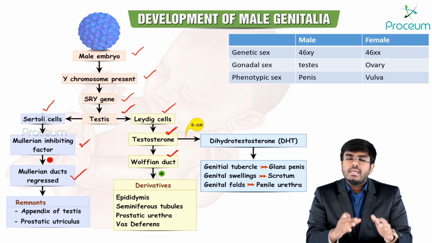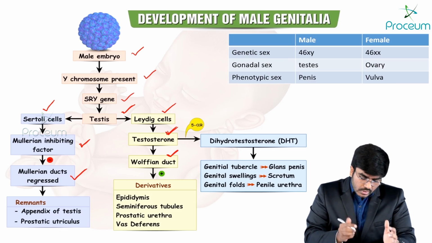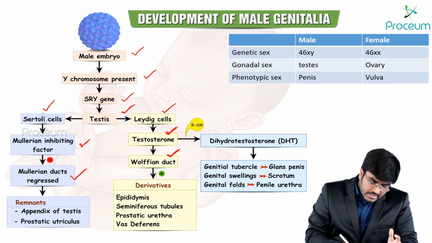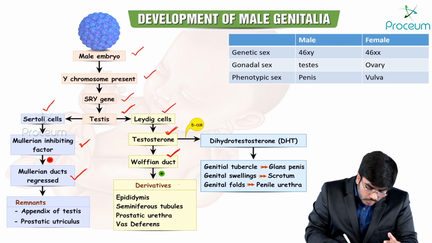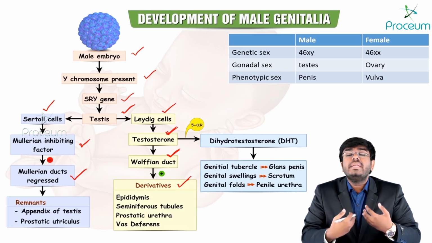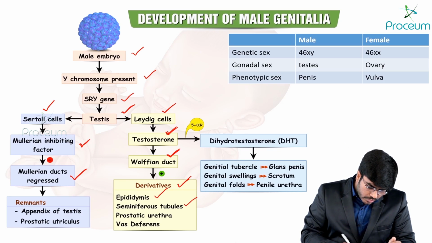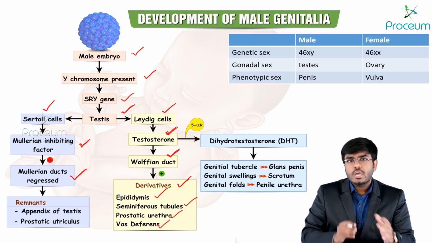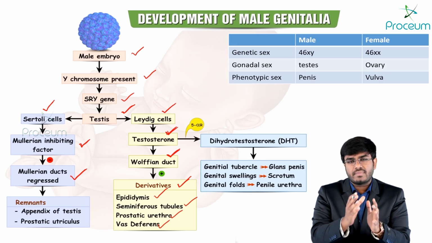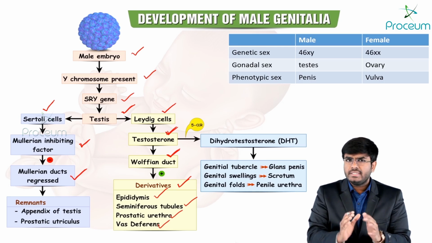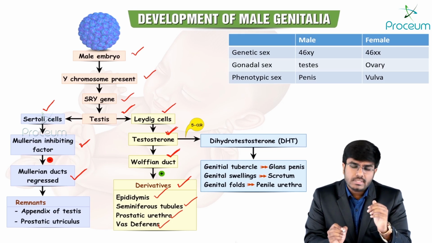So in this condition, this is a male fetus, and it's making testosterone. So the Wolffian ducts are going to express, and the development of this Wolffian duct is going to produce male internal reproductive organs like epididymis, seminiferous tubules, prostatic urethra, vas deferens. So all these male internal reproductive organs are developed because of the expression of the Wolffian duct. Okay, internal reproductive organs. What about the external reproductive organs?